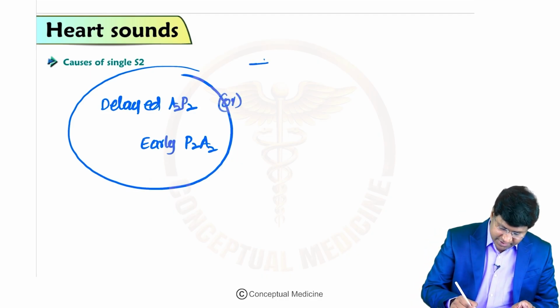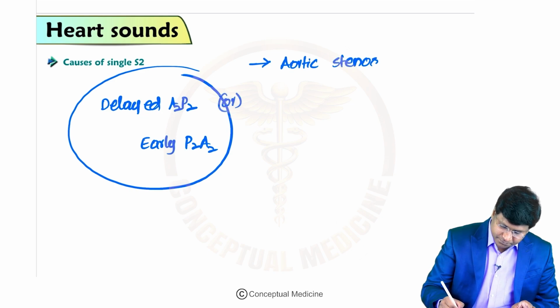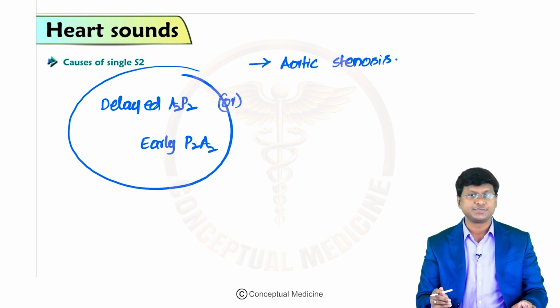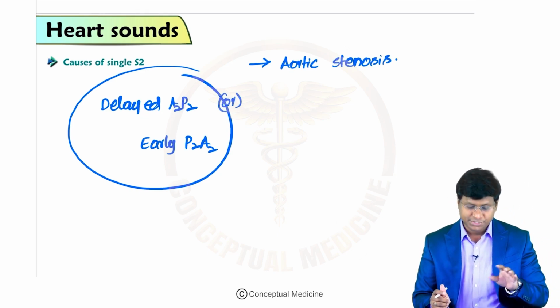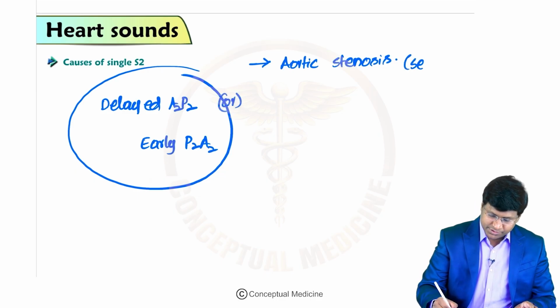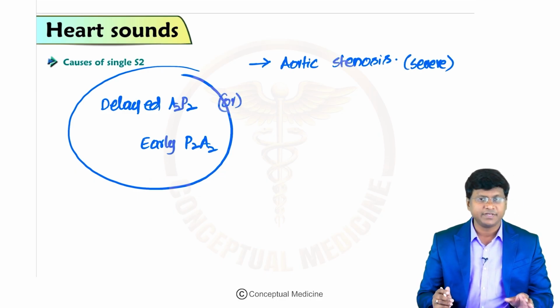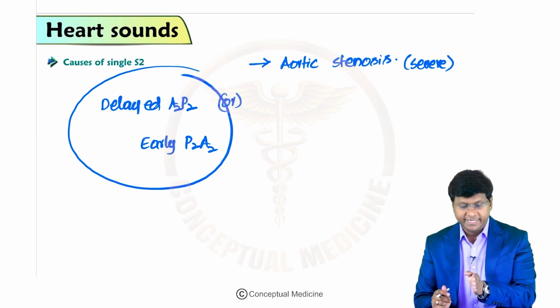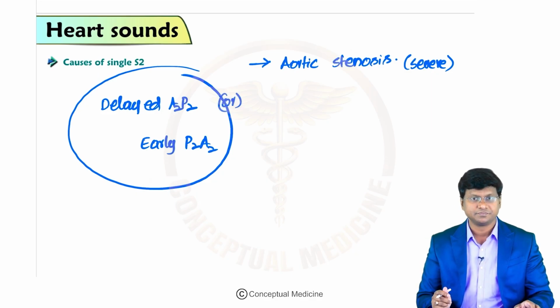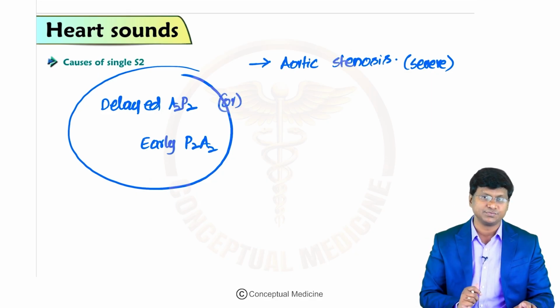Now, where do you come across this scenario? That is in patients with aortic stenosis. So in patients with severe aortic stenosis, what will happen? The A2 will be delayed. The A2 will be delayed to such an extent that it may merge with the P2. Then you will hear a single S2.